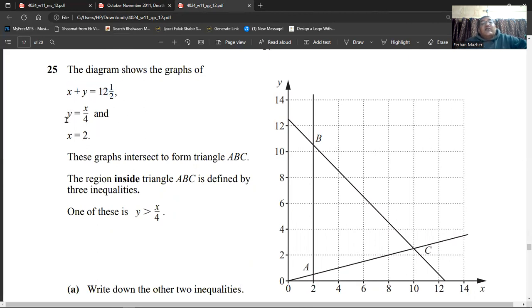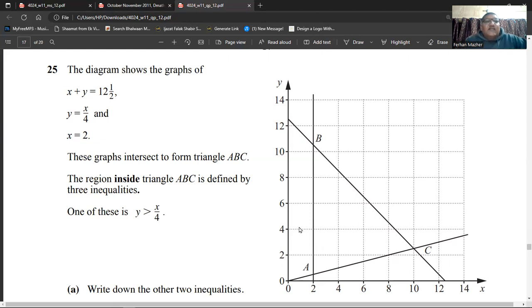Then y equals x by 4 is a line whose y-intercept is 0 and which has a positive slope, so it is this line, AC. x equals 2 is a vertical line, so this is AB. It's very important whenever you solve these inequality questions that you should be able to connect the equation with the line.